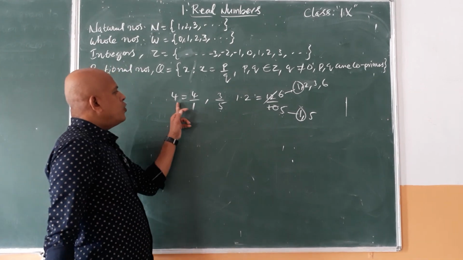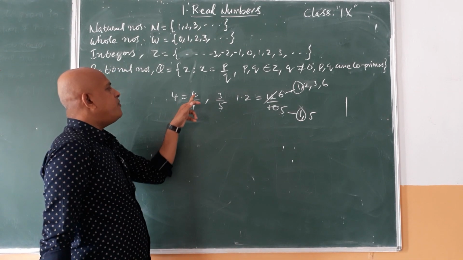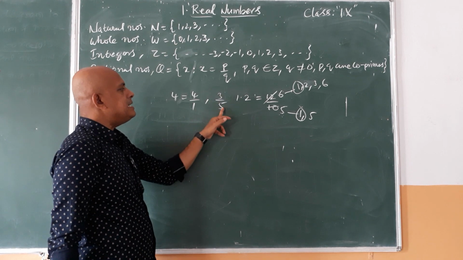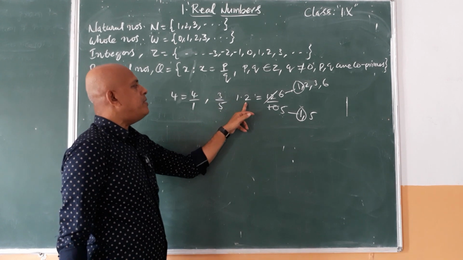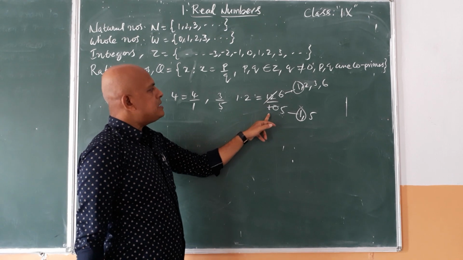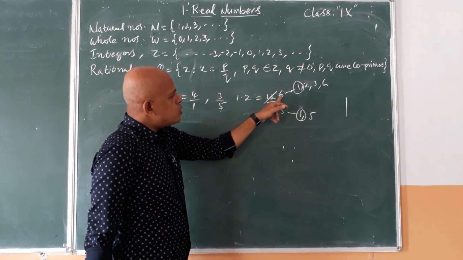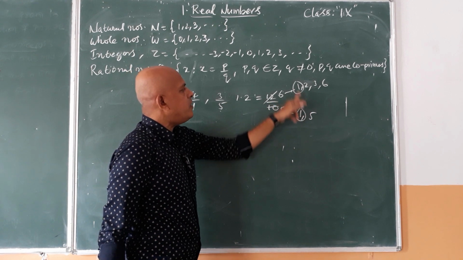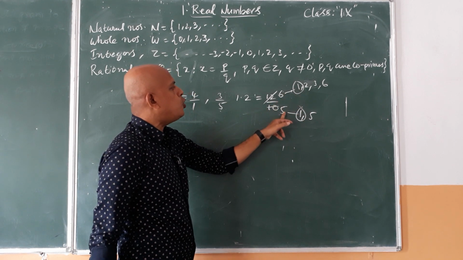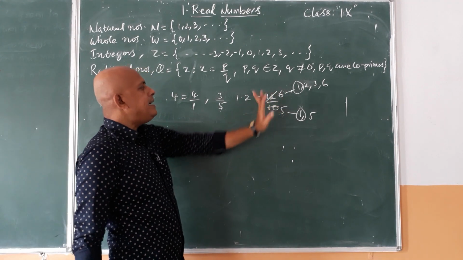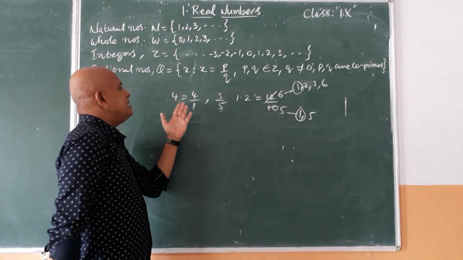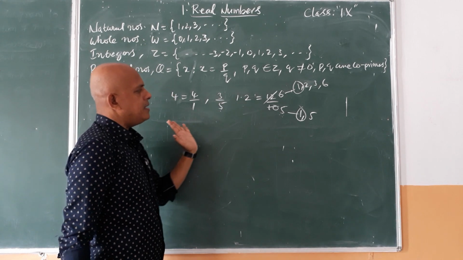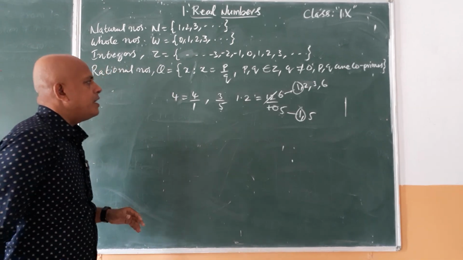So 4 is a rational number which can be expressed in the form of 4 by 1. 3 by 5 is a rational number because both p and q are integers. 1.2 can be written as 12 by 10 and it will be simplified as 6 by 5. Again, the factors of 6 are 1, 2, 3, 6 and the factors of 5 are 1 and 5. The common factor is 1, that's why 6 and 5 are co-primes. Again these both are integers and co-primes. So 4 is a rational number, 3 by 5 is a rational number, 1.2 is also a rational number. These are the examples of rational numbers.